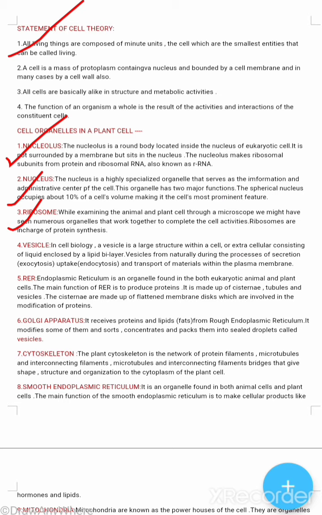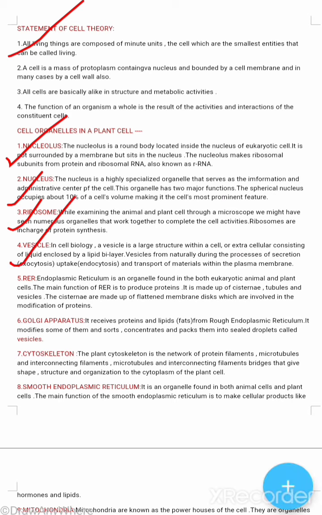Number 4. Vesicle. In cell biology, a vesicle is a small structure within a cell, or extracellular, consisting of liquid enclosed by a lipid bilayer. Vesicles form naturally during the processes of secretion, uptake, and transport of materials within the plasma membrane.